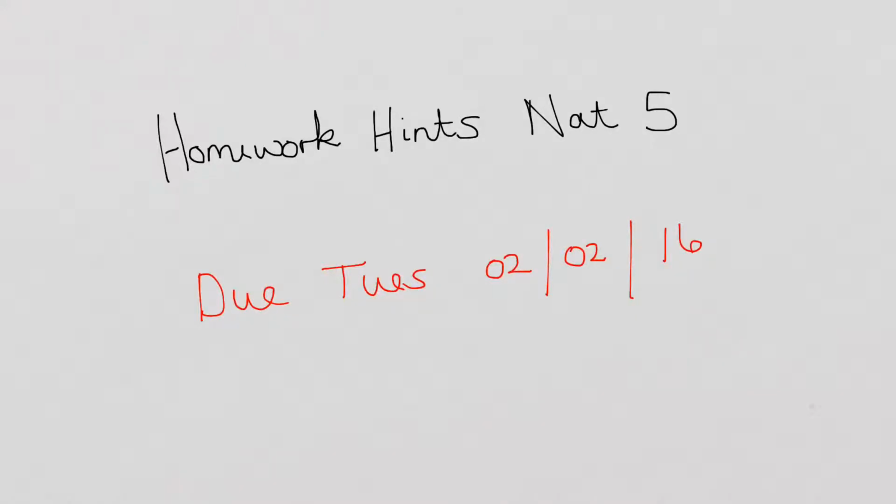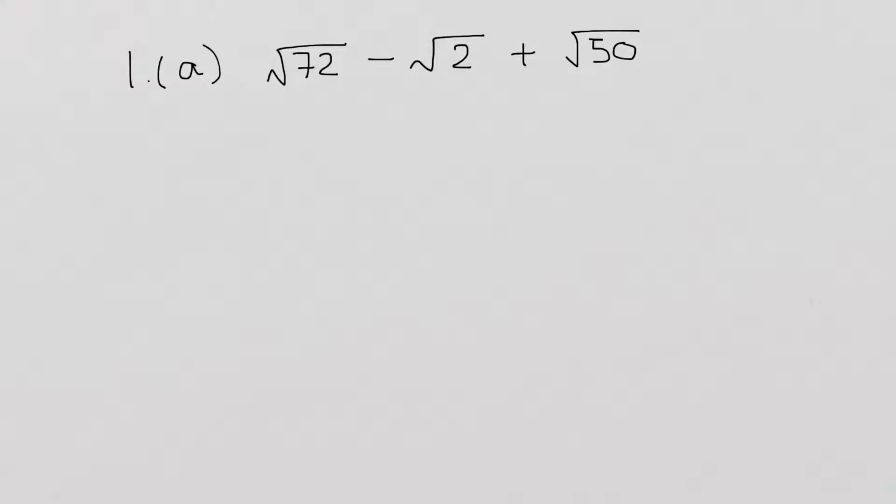This is Homework Hints for National 5, due Tuesday the 2nd of February. Question 1A is a surds question. We want to simplify each term by finding the highest square factor of that number.